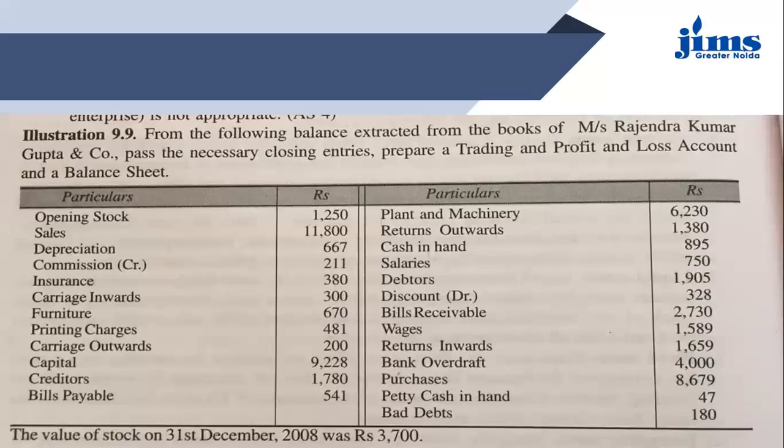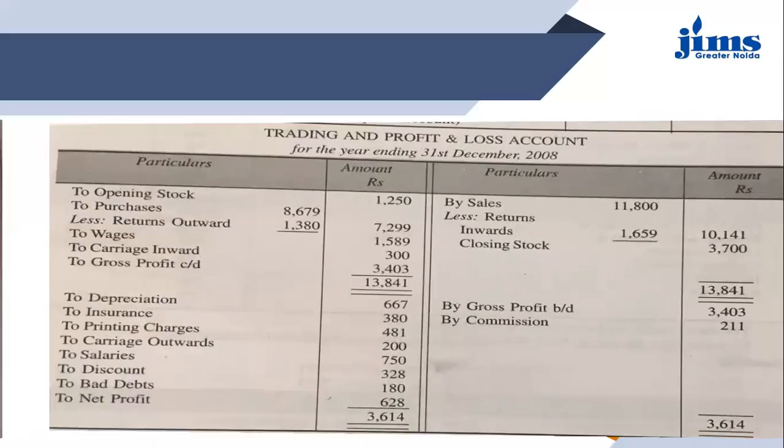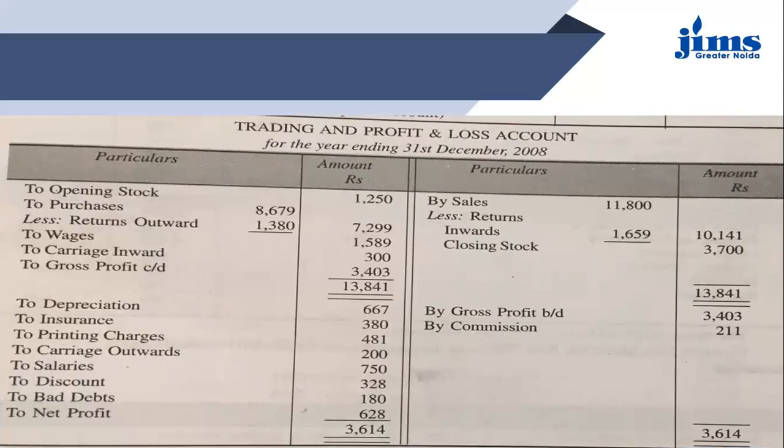Creditors, again a balance sheet item. Bills payable, balance sheet item. Plant and machinery also. Return outwards we have already considered when we were preparing the trading account. Cash in hand, balance sheet item. This we'll consider later. Then salary 750. It is an expense for the business, and it's an indirect expense, so we'll take it to the P&L account. You can see salaries 750 mentioned on the debit side of the P&L account.